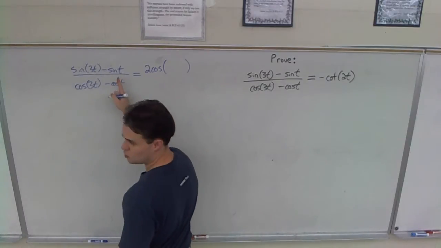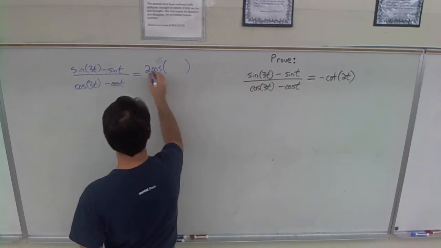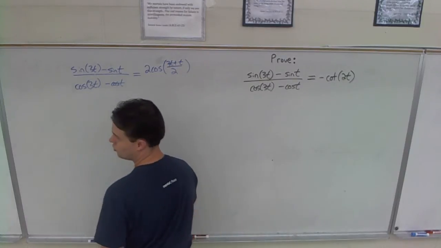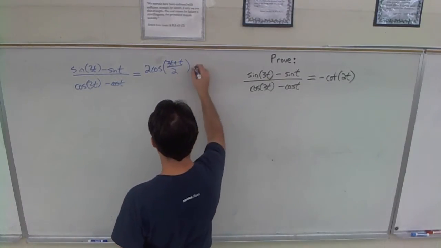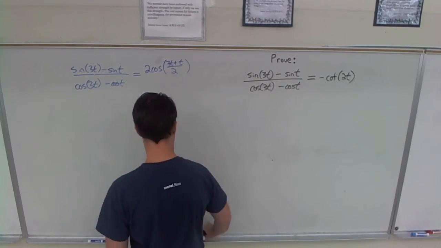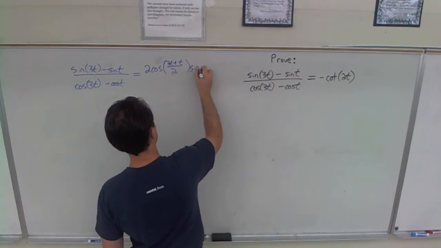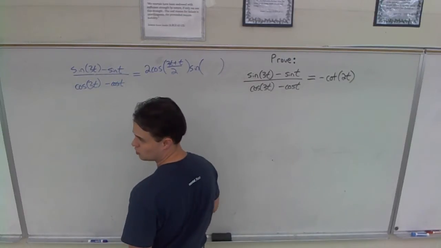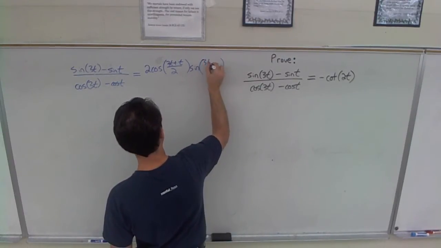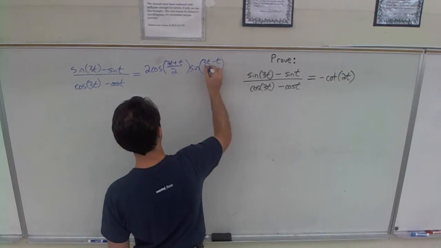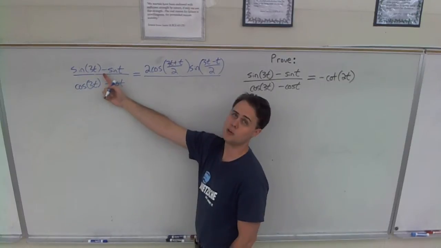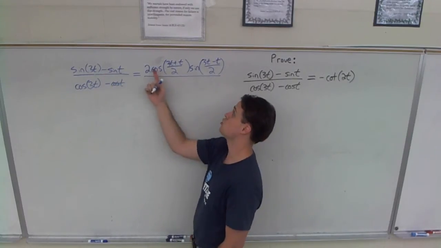Okay, so for us, x plus y over 2 is 3t plus t over 2. And then, is it times sine or times cosine? So times sine, and we're turning it into a product, and then x minus y over 2. There's the top. A sum, or in this case a difference, was turned into a product.